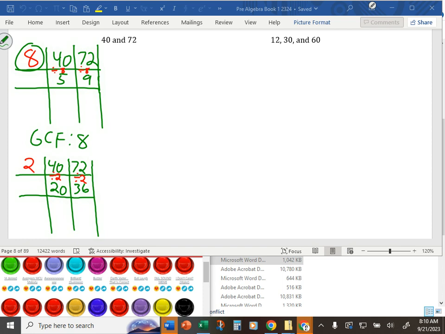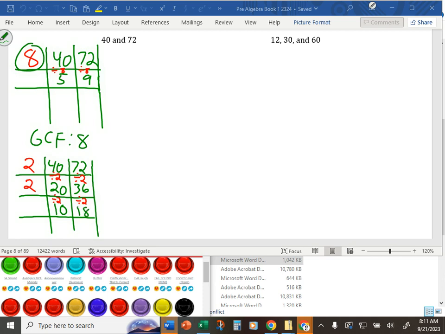So now, instead of 5 and 9 like we're up here, we're saying what's a number that goes into both 20 and 36? 2 does again. They're both even. So we'll put a 2 here. We'll divide by 2 again. We make another line here. What's half of 20? 10. What's half of 36? 18.